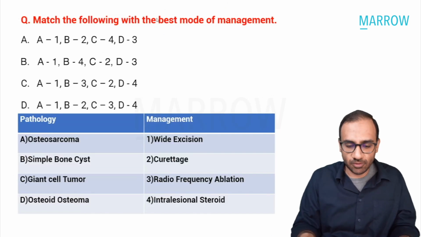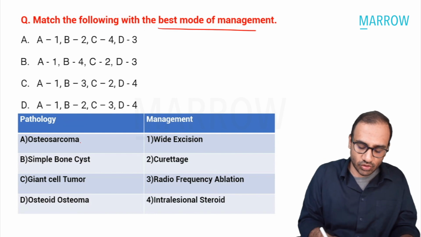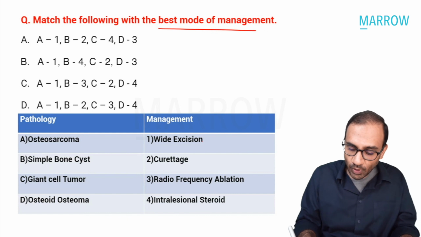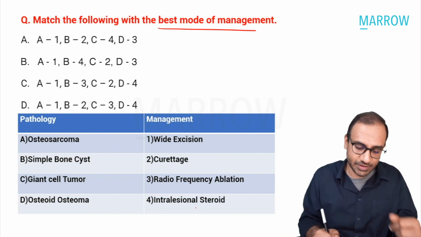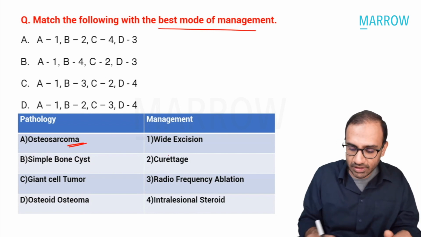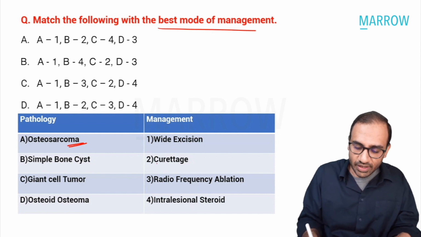Now look at this question from orthopedic oncology. Match the following with the best mode of management. Pathology is osteosarcoma, simple bone cyst, giant cell tumor, and osteoid osteoma. And the management is wide excision, curettage, radiofrequency ablation, intralesional steroid. This is a match the following type of question. So osteosarcoma, a malignant condition, how will you manage it? Wide excision, curettage, radiofrequency ablation, intralesional steroid. Obviously not 3 and 4. 1 and 2, the answer is 1.